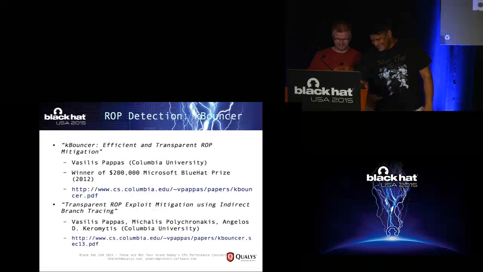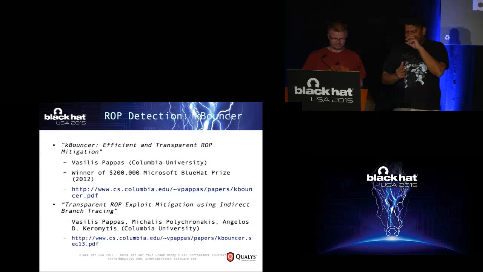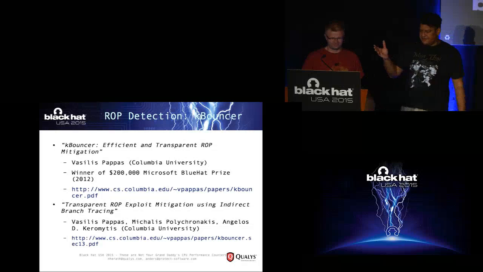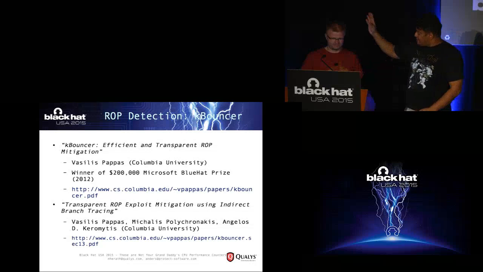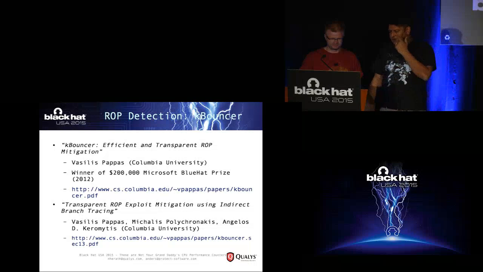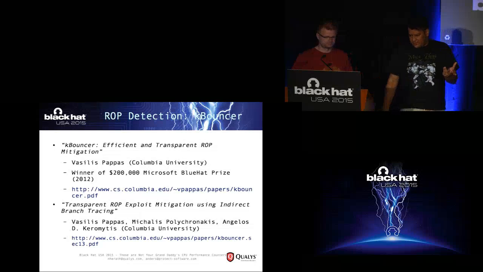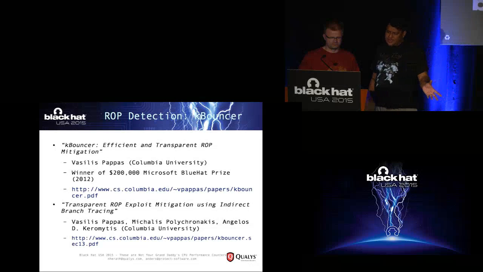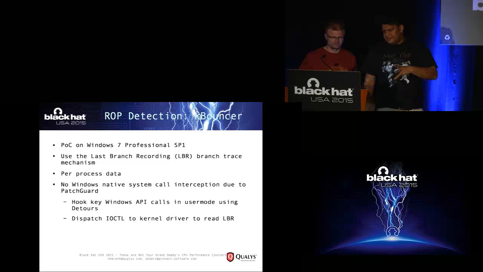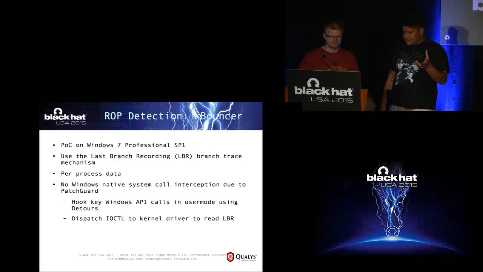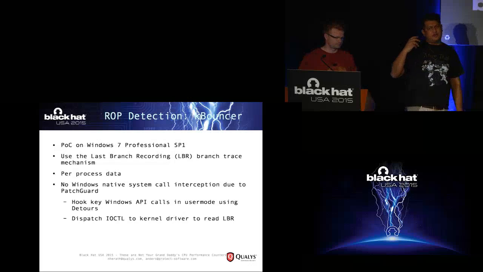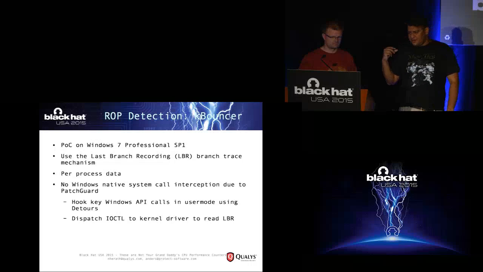Okay. So in terms of ROP detection, some of the more interesting stuff is done by a group that calls it K-Bouncer. They won the Microsoft BlueHat Challenge for this. They did the proof of concept on Windows 7 Professional Service Pack 1, and it uses the last branch recording, or the LBR stack, in Intel CPUs.